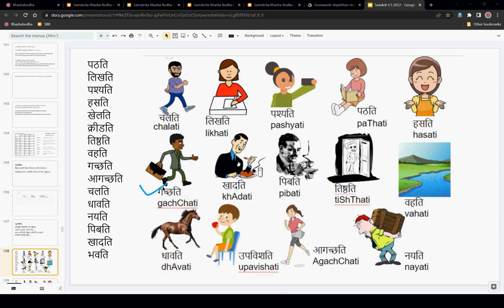So just remember that with gachati, a karma padam needs to be used, and that karma padam is the destination, where the person is reaching. That should be used with gachati.